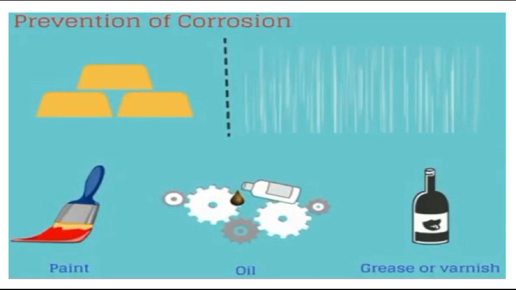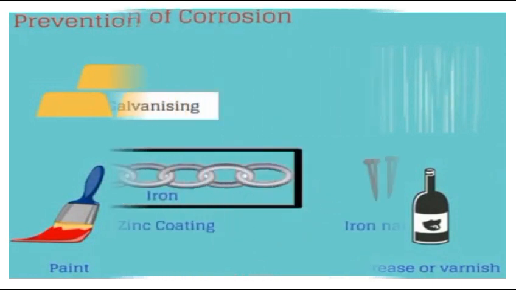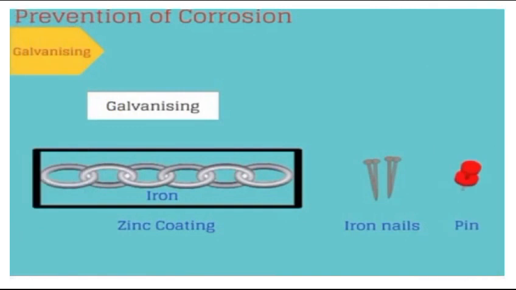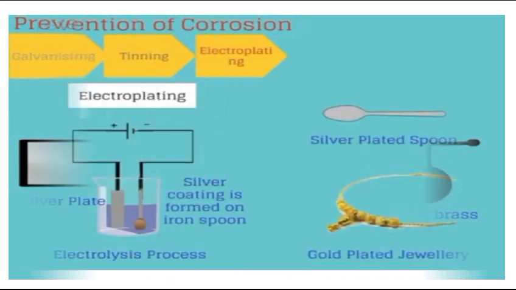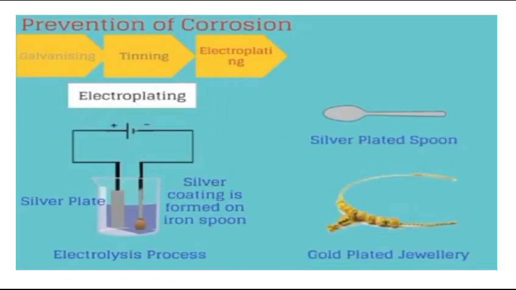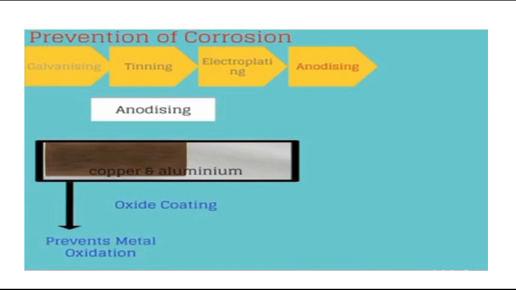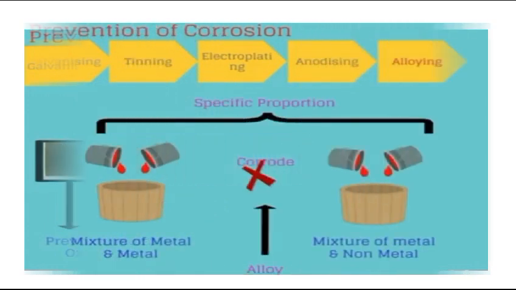Corrosion can be prevented when the contact between metal and air is cut off. For example, it can be done by painting, oiling, greasing. Other methods of prevention are galvanizing, tinning, electroplating, anodizing, and alloying.